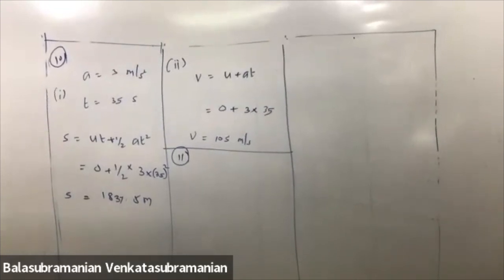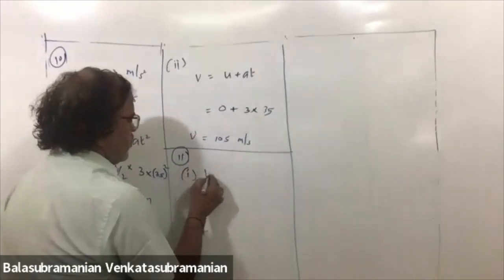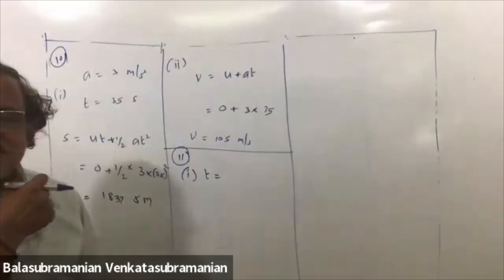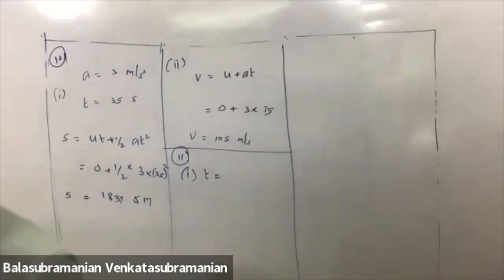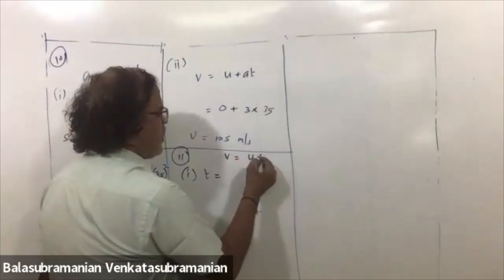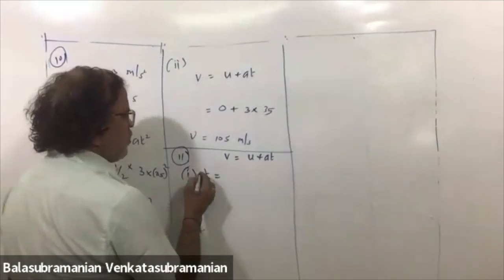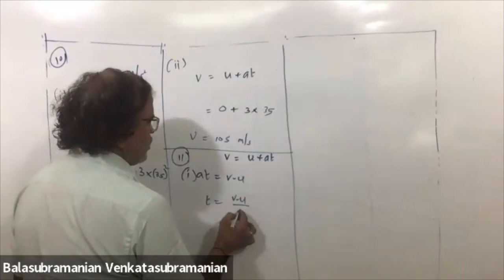How long will it take for the electron to double its speed? First, you have to calculate the time. Velocity is displacement by time, so time is equal to displacement by velocity. That is one equation. Then we can use another equation of motion. V is equal to u plus at, at is equal to v minus u, t is equal to v minus u by a.